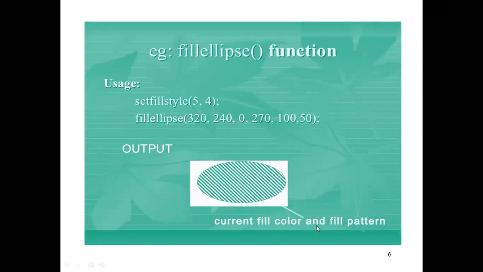So current fill color and fill pattern. This is called a sort of pattern. You can change the line pattern here, you can choose any other, and also you can change the color. So these are the ready-made inbuilt functions in the computer graphics package.